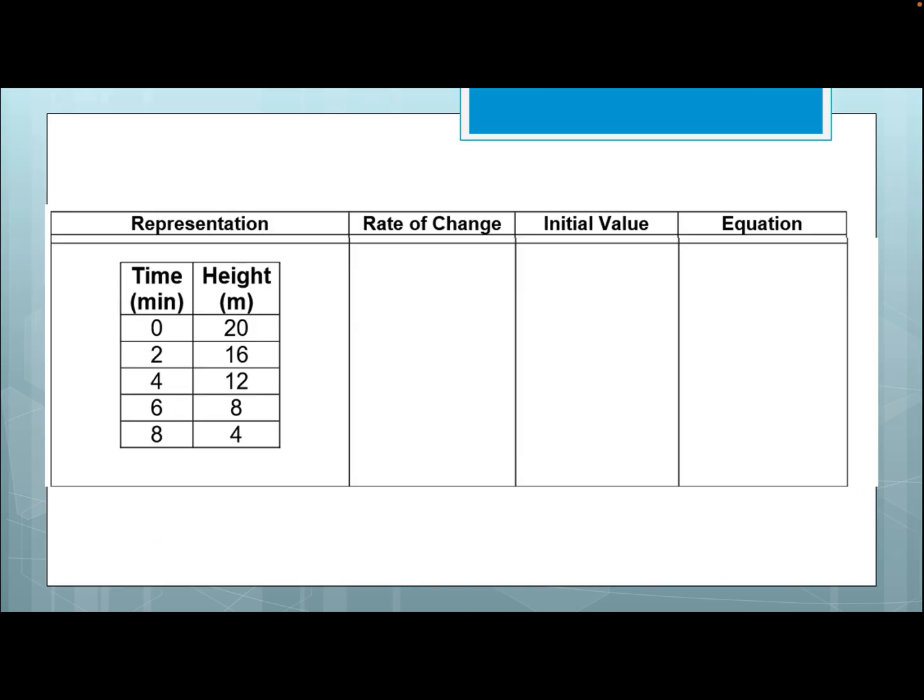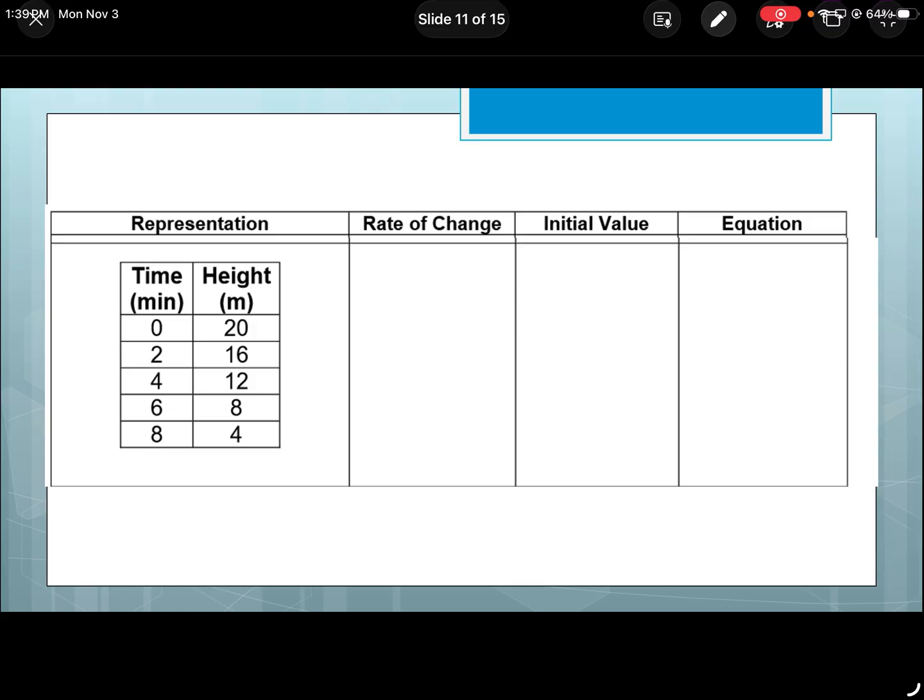Okay, what about if I give you a table? Whoa, how can I find the rate of change for a table? Well, what you do is you find out what's happening on this side. So they're going up in 2s, aren't they? What's going on this side? It's going down in 4. So rate of change is always rise over run, or in this case, y over x. So it's negative 4 over 2, which is just negative 2.